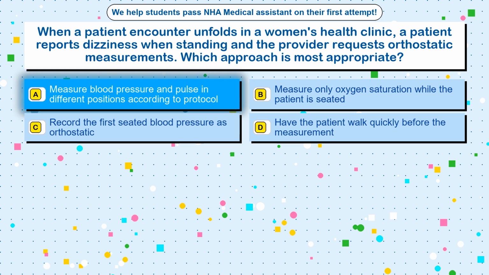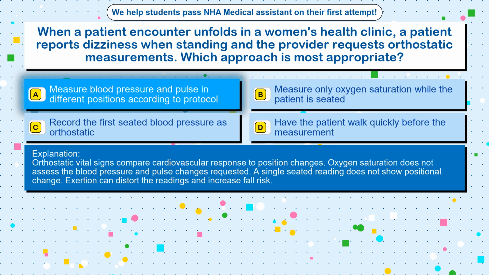The correct answer is option A, measure blood pressure and pulse in different positions according to protocol. Orthostatic vital signs compare cardiovascular response to position changes. Oxygen saturation does not assess the blood pressure and pulse changes requested. A single seated reading does not show positional change. Exertion can distort the readings and increase fall risk.